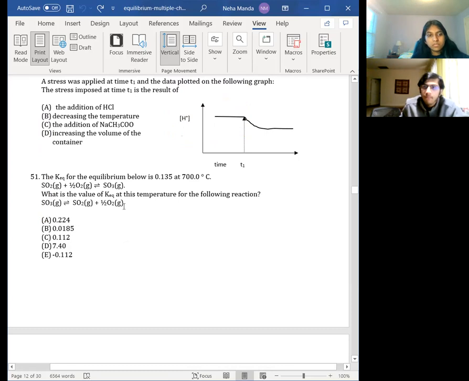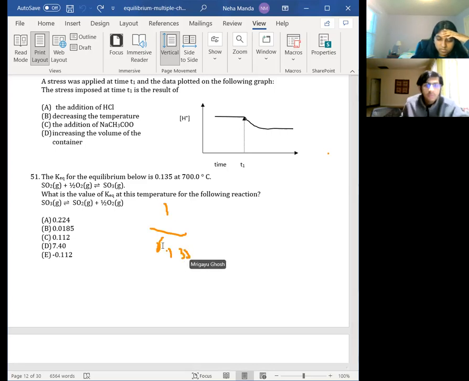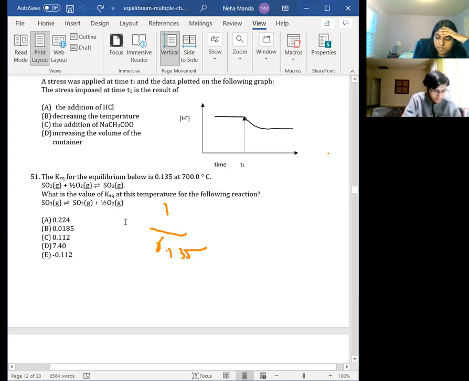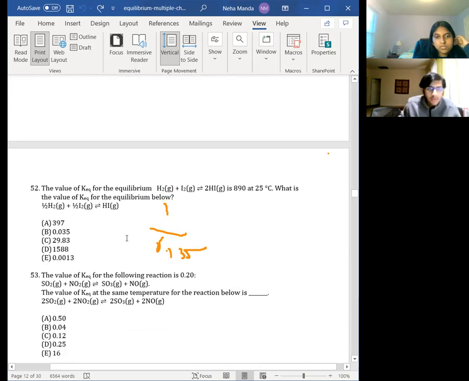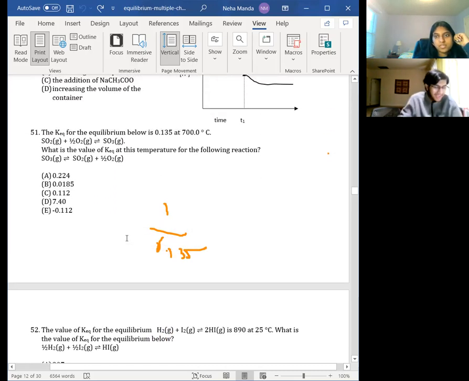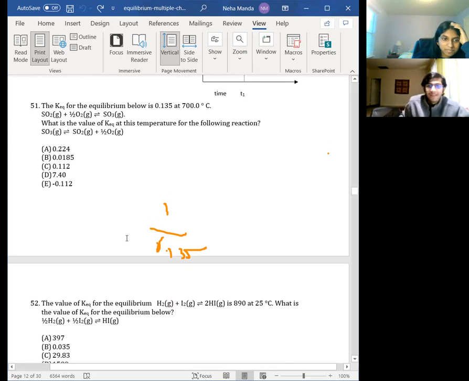So the value of KEQ. Okay, this is just the same thing reversed. Yeah, so 1 over 1.135. So I got D. Yeah, it's D. Okay. Oh wait, hold on. 1 over 0. Oh, sorry. I got 0 and I realized I put 0 in the calculator. Of course, 7.4, right? Yeah.